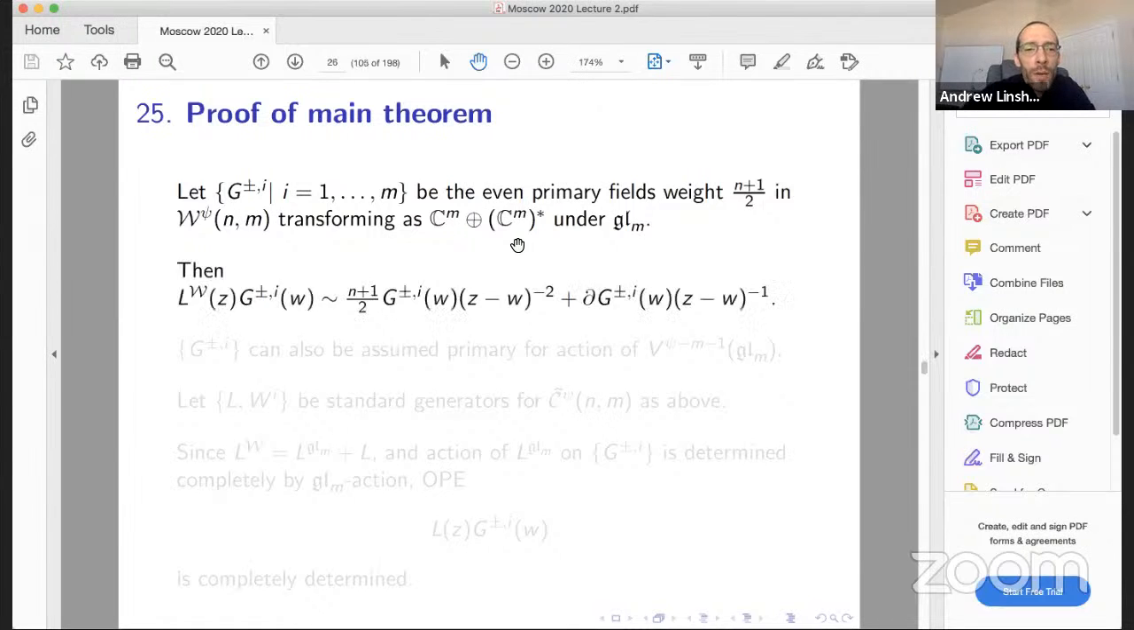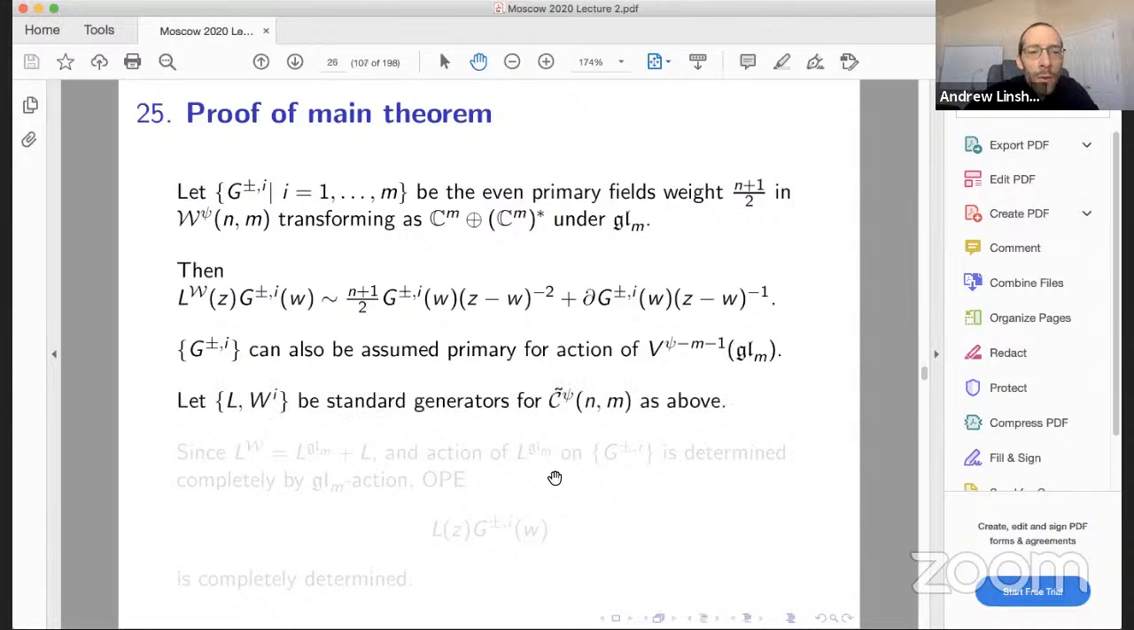Okay? And so I know these are primary with respect to the Virasoro for the W algebra. So L^W means the Virasoro for this W algebra. So this is just the statement that these fields are primary of weight n+1/2. Okay, and I can also assume that they're primary for the action of the affine VOA. What that means is that if you take the OPE of the affine GLM generators with these G's, you only see a first order pole, and that just captures the action of the Lie algebra. So this OPE just sees the fact that they transform in this way under GLM.